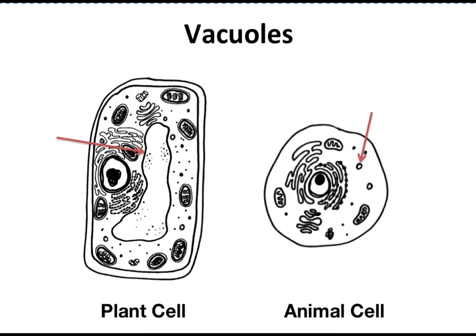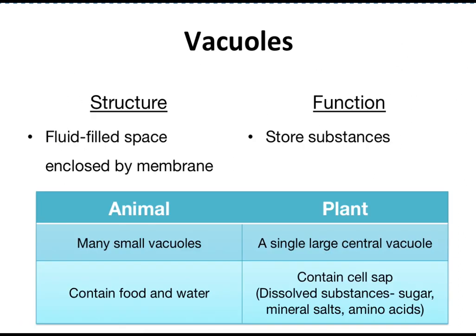Next is vacuoles. Vacuoles are found in both plant cells and animal cells. However, there are differences in their function and structure. In its basic form, the vacuole is a fluid-filled space enclosed by a membrane. It helps to store substances. In the animal cell, there are many small vacuoles. However, in the plant cell, there's only a single large central vacuole.